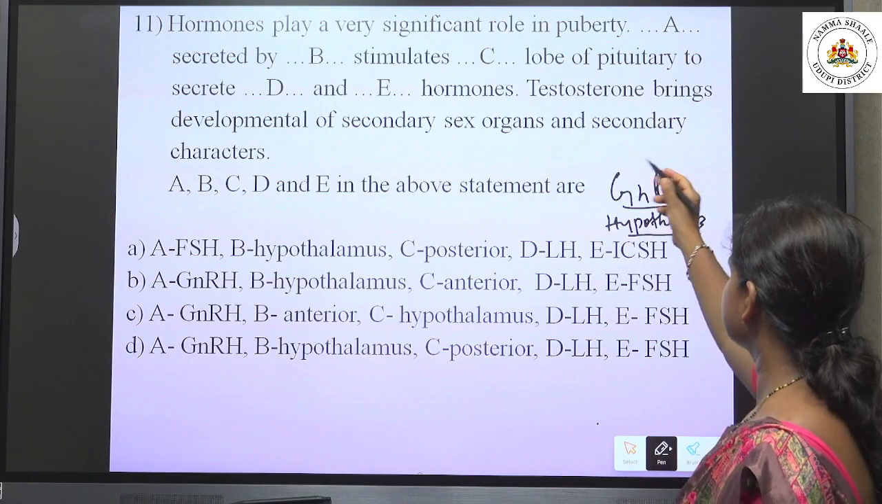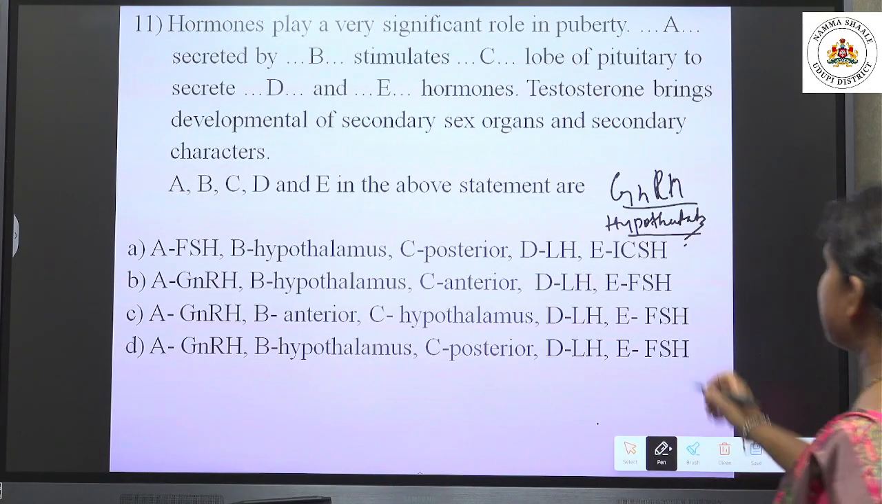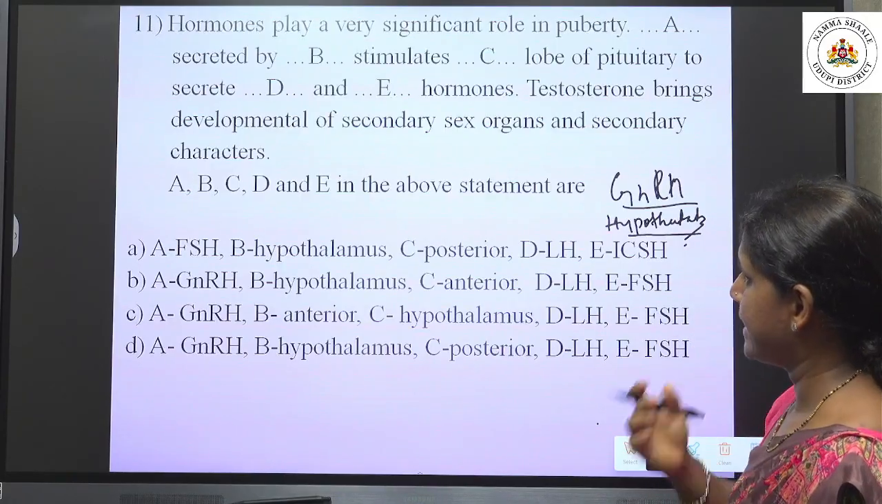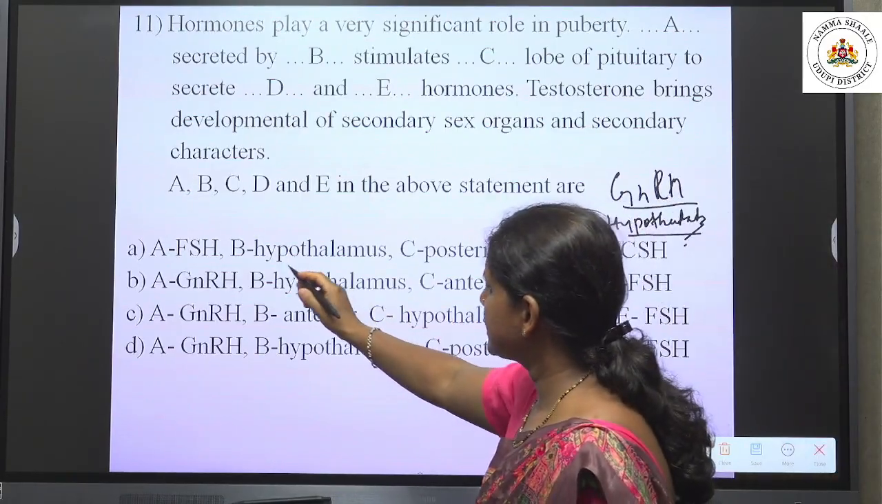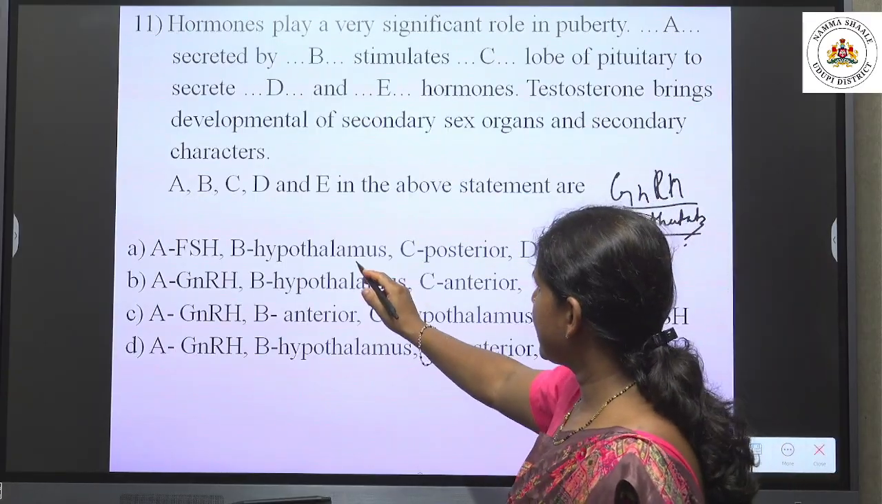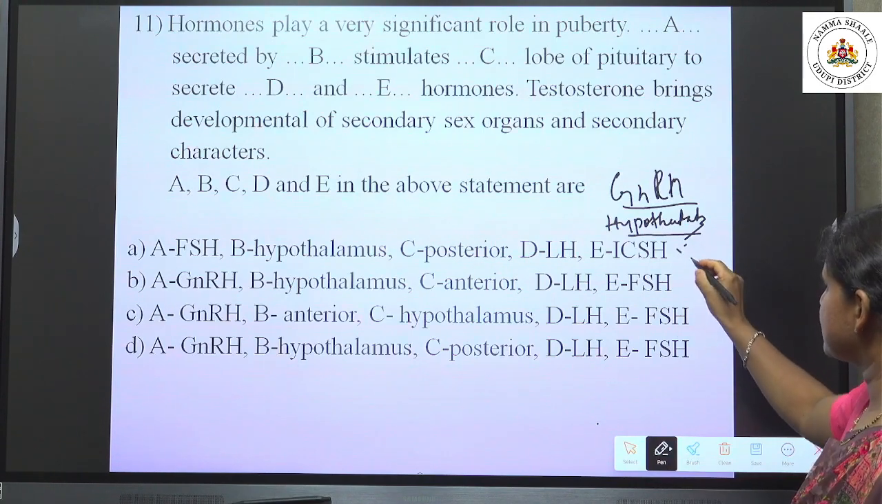It is mainly under the control of this. So hence these are mainly required for the normal functioning of gonads. So hence the first option here, A is FSH, B is hypothalamus, C is posterior and LH, it is wrong.